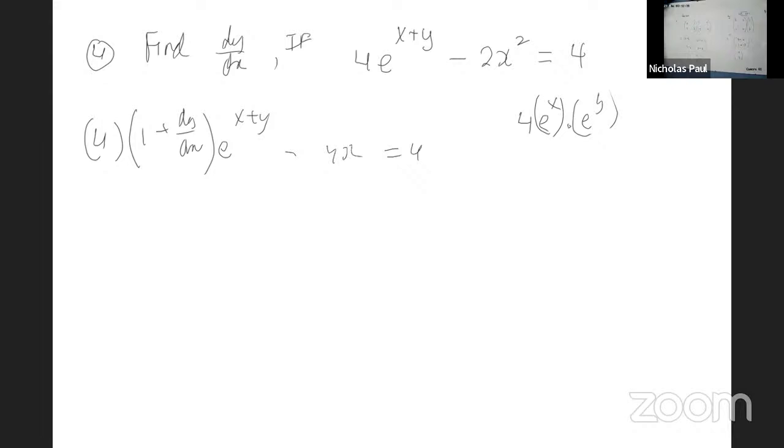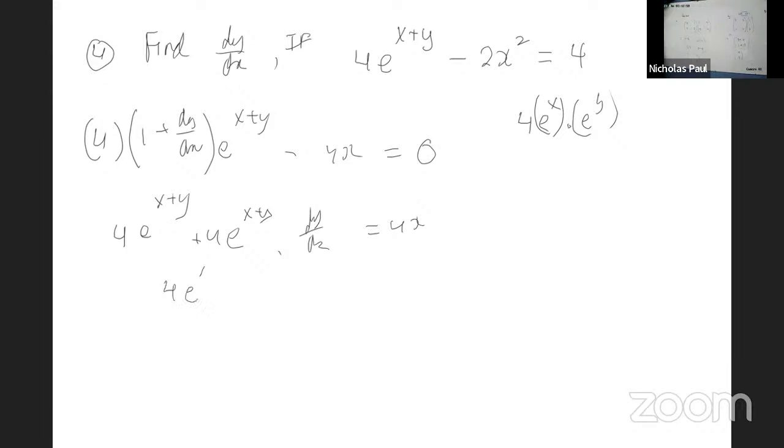Let's multiply it back out. Oh, on the end here, sorry. So that'll be 4e^(x+y) plus 4e^(x+y) dy/dx is equal to 4x.